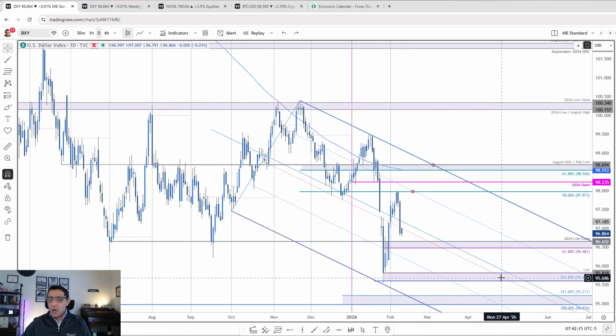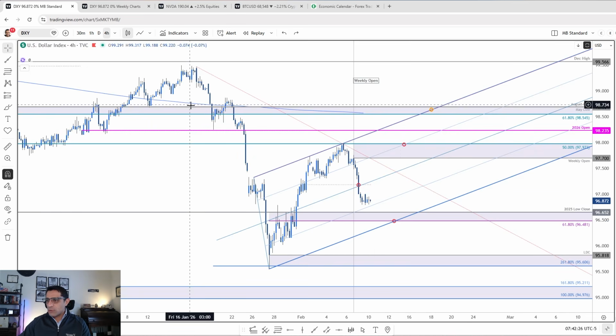Now, the monthly open resistance comes in at 97.18, and that converges right on the median line over the next few days. That would need to hold if we are heading lower, okay? Here's what it looks like on the 4-hour chart.